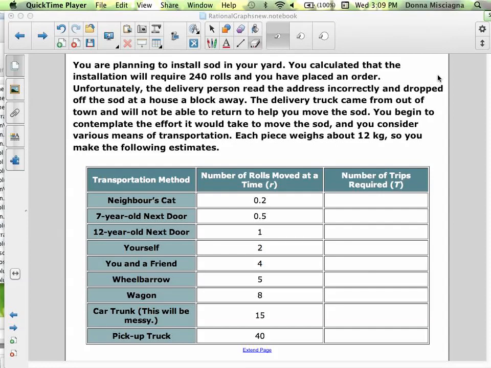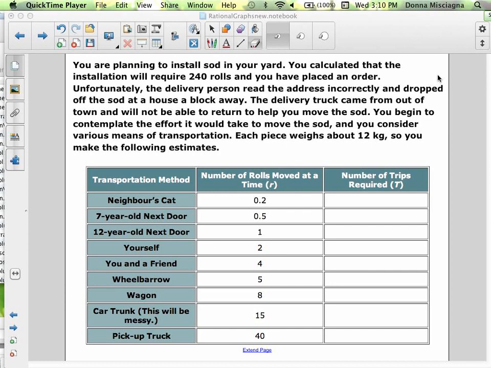All right, so here's our real world problem to go with this section on rational functions. You are planning to install sod in your yard. You calculated that the installation will require 240 rolls, and you have placed an order. Unfortunately, the delivery person read the address incorrectly and dropped off the sod at a house a block away.